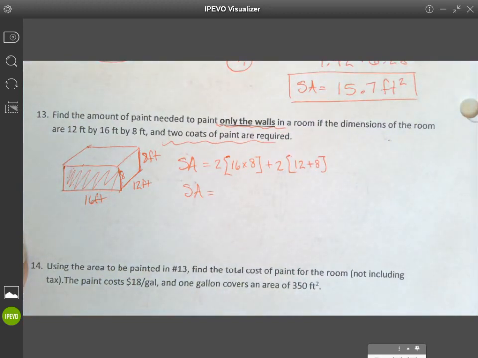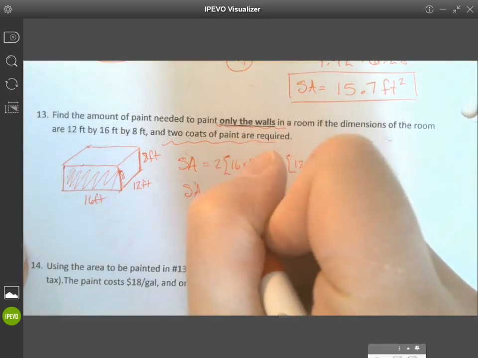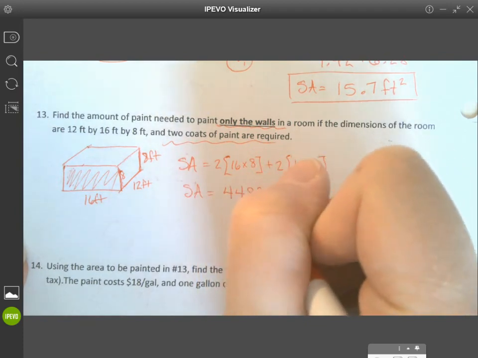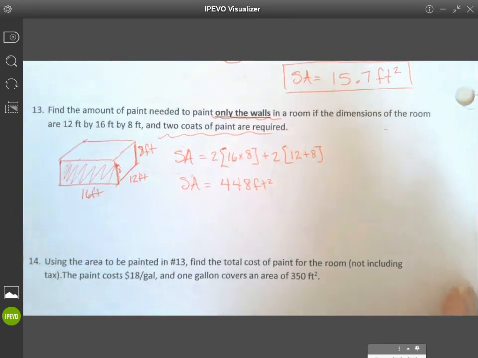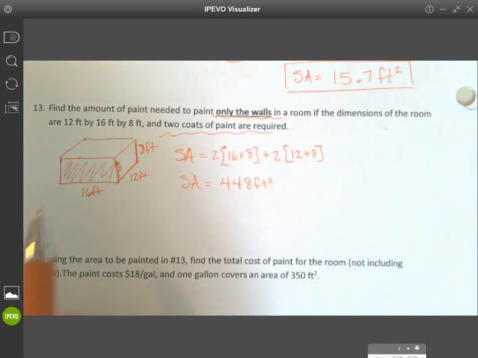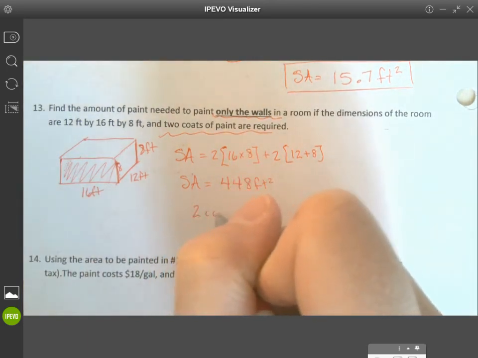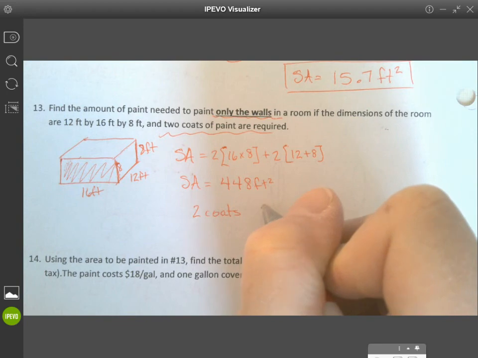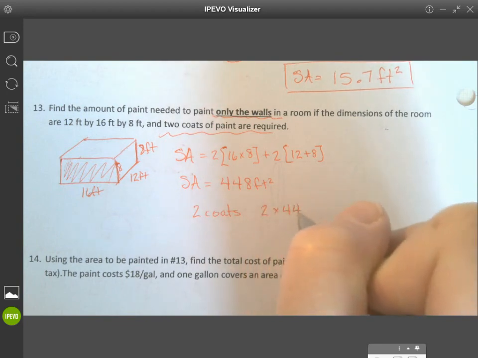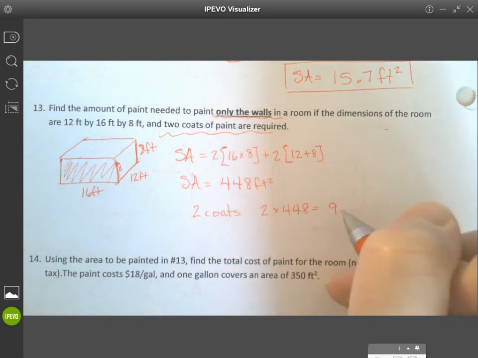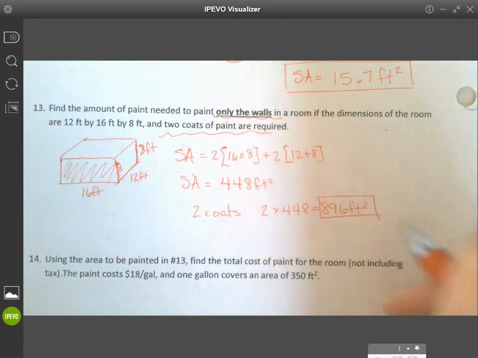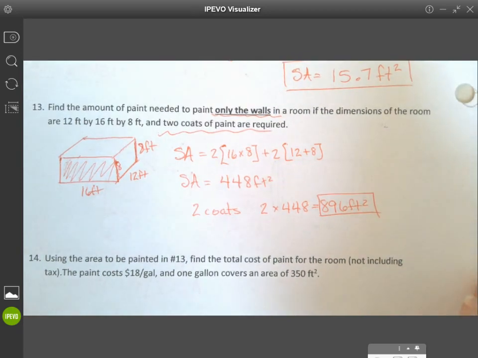It should be like 4 something. 448. And it'd be feet squared. Now that's great, but that's the surface area of just the walls. And how many times are you painting them? Twice, right? So the 2 coats would mean that you have to take 2 times your area. And that gives us 896 feet squared that need painted. So it's almost like you're painting 2 rooms of the same dimension.